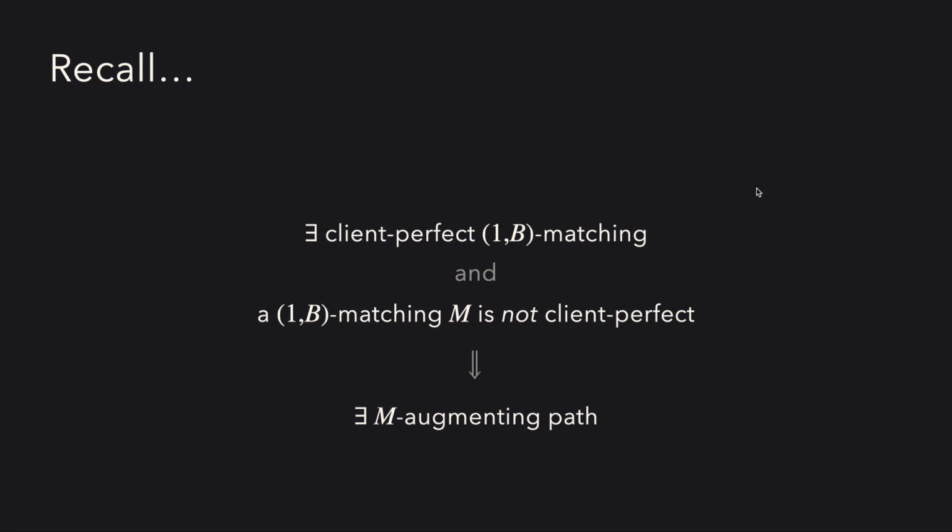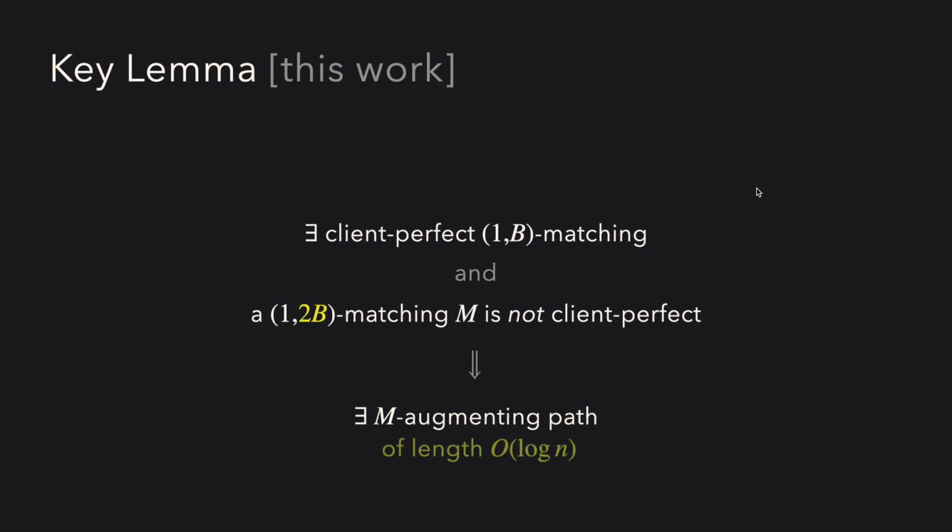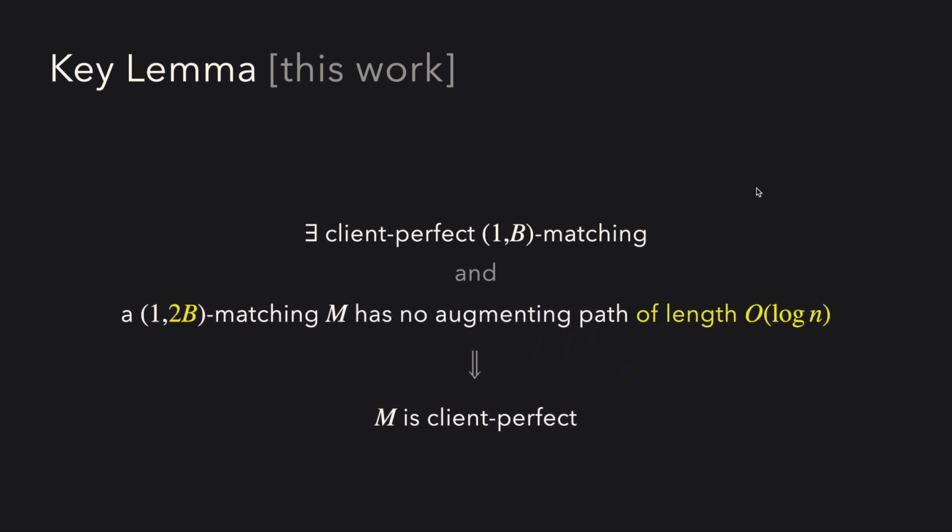Now I want to state a key structural observation we make in this work, but before doing so, let me say something familiar. Suppose there exists a client-perfect 1B matching, and suppose that some 1B matching M is not client-perfect. We would then conclude that M is not maximum, and so there must exist an augmenting path. Our key structural lemma says that if we relax the assumption here so that the matching M has server capacity 2B, then not only does there exist an M-augmenting path, but there exists a short M-augmenting path, one of length order log n. In particular, the contrapositive states that if there exists a client-perfect 1B matching, then a 1-2B matching without an augmenting path of length order log n is necessarily client-perfect. I will basically show a complete proof of this lemma, but first I'll show you why it's useful.